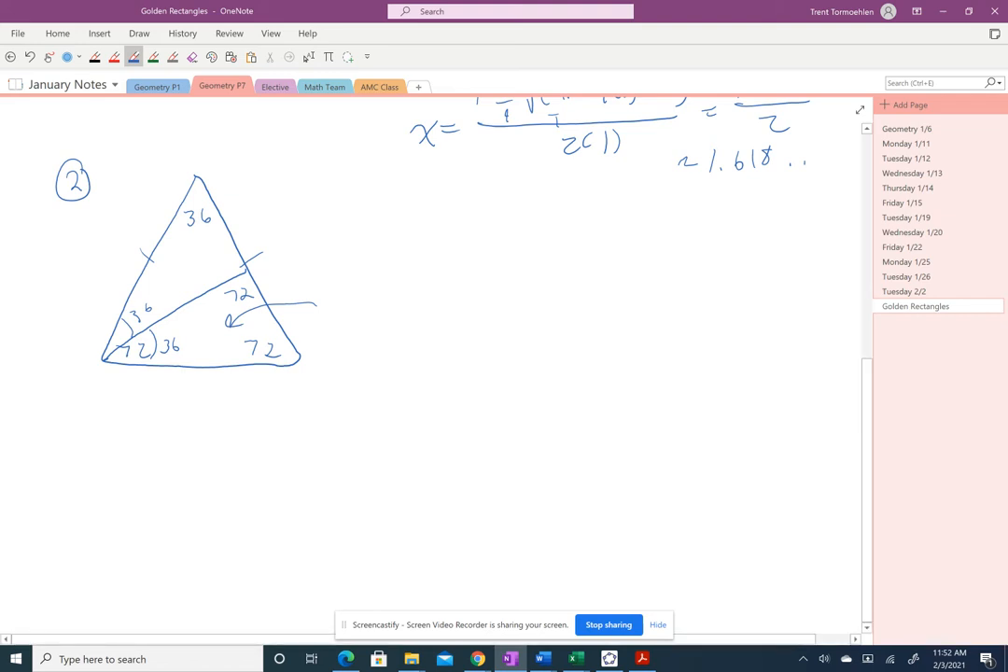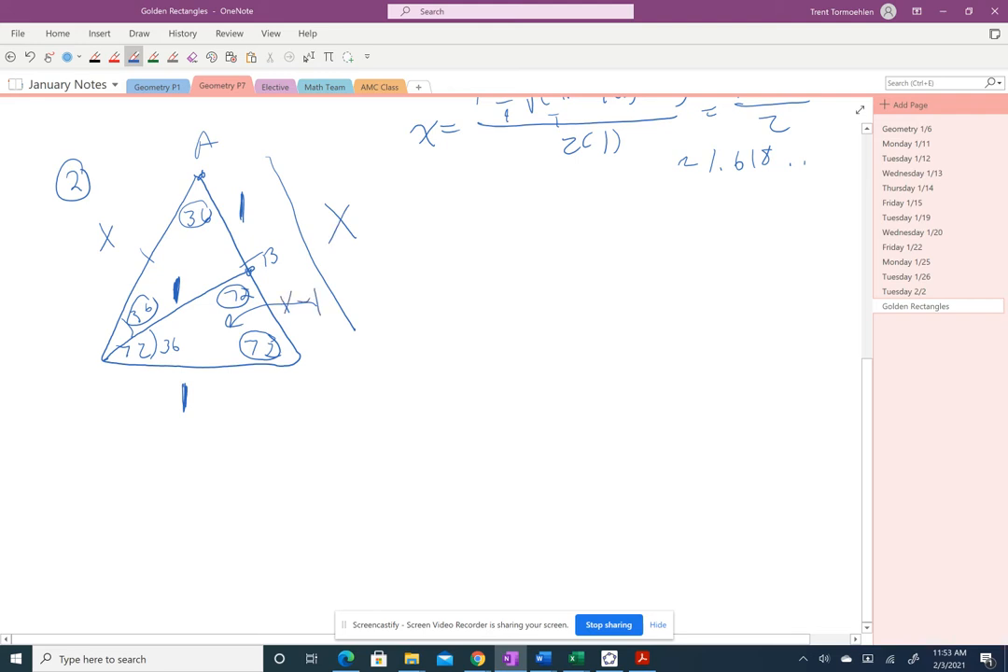So doing the same thing we did before, we let this side length be x and this be 1. And then the key thing to being able to see the golden ratio is to recognize, oh wait a second, 72, 72, this triangle is isosceles. So this side is 1. 36 and 36, that triangle is isosceles. So this length is 1 from here to here. We call that point A to point B. But since this whole length is x, we know this is x minus 1.